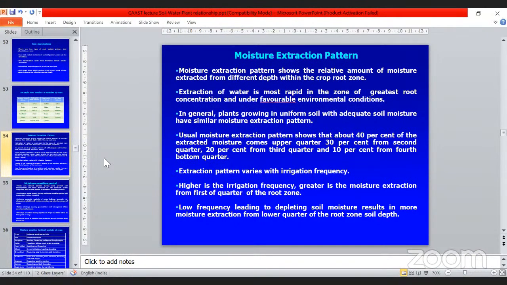So the higher the irrigation frequency, the greater the moisture extraction from the first, upper root zone. A lower frequency, leading to depleting soil moisture, results in more moisture extraction from the lower quarter of the root zone, because the roots are absorbing water from the depth of the soil, the deeper root regions.